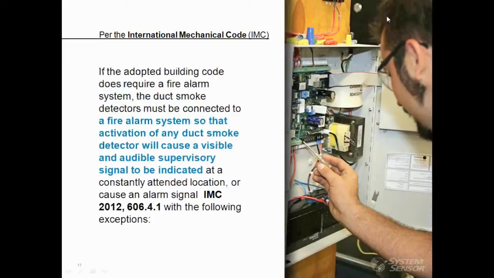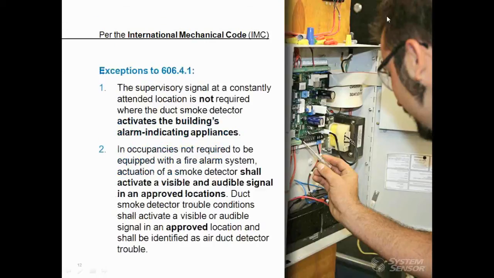So this final slide is going to be the last really main point for the International Mechanical Code. If the building code requires a fire alarm system, as many buildings do, the duct smoke detectors must be monitored by that system and cause a supervisory signal if smoke is detected. Sending a signal to the panel would be considered sending a signal to a constantly attended location. In some cases, duct smoke detectors may be wired for alarm, but that is not typically the case. There are 2 exceptions to this requirement.